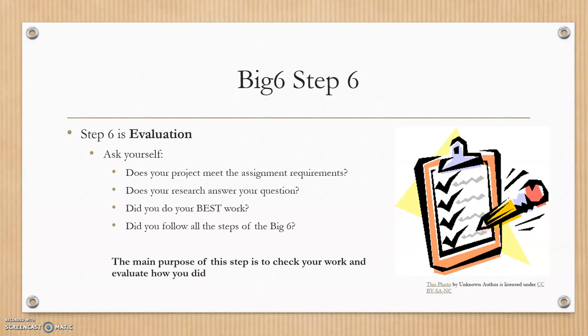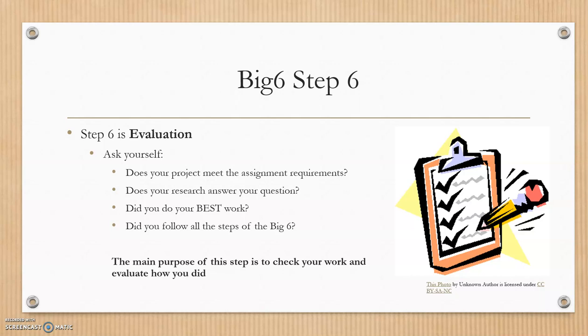So you're going to ask yourself, does this project meet the assignment requirements? Your teacher may provide you with a rubric that you can check off if you've done these steps, or a checklist. So does your research answer your question? Do you fully have enough information to explain your question and provide listeners or people reading your brochure the answer with enough validation? And did you do your best work? Is this everything you could have done? Did you do everything you can think of?